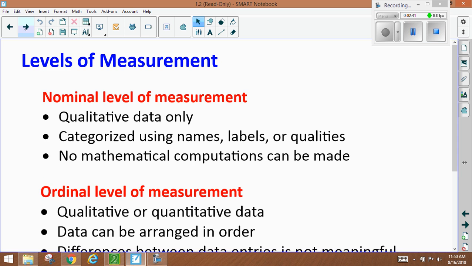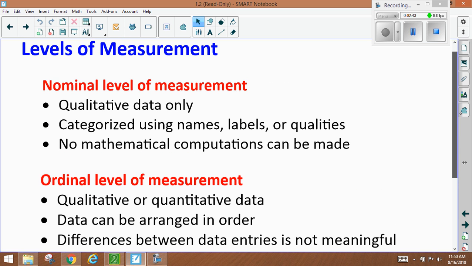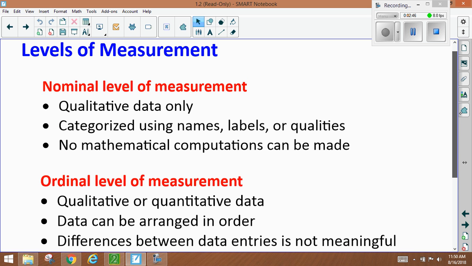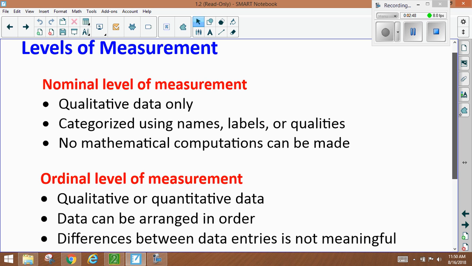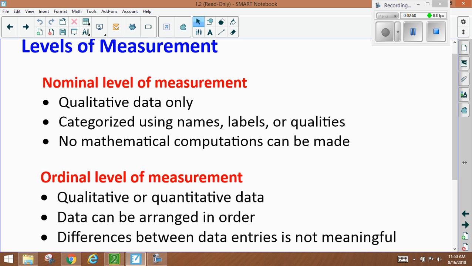Okay, so we've got levels of measurement. Apparently there are 4. So we've got the nominal level of measurement, which refers to qualitative data only. So nominal, at the very basic level, we have this qualitative data.